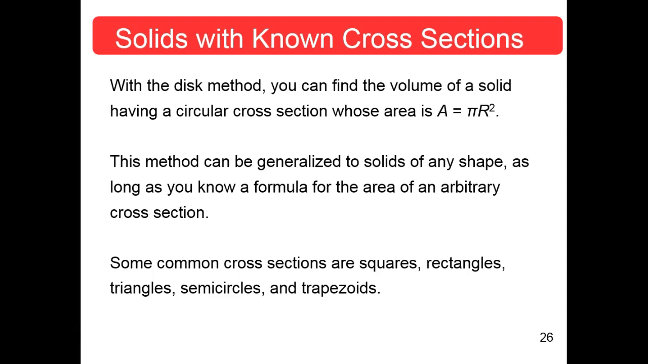With this method, you can find the volume of a solid having a circular cross section whose area is A equals pi r squared. Okay. I classify that as a cylinder. This method can be generalized to solids of any shape as long as you know a formula for the area of an arbitrary cross-section. Okay?